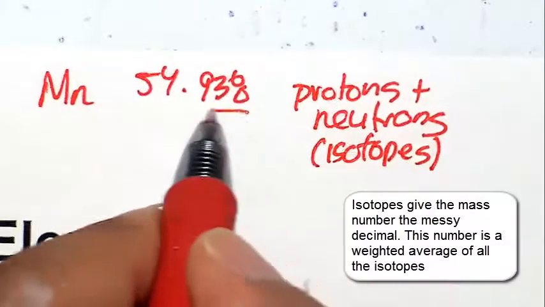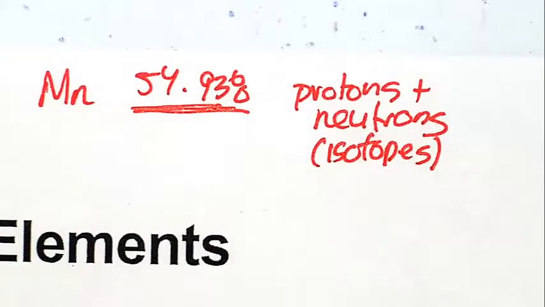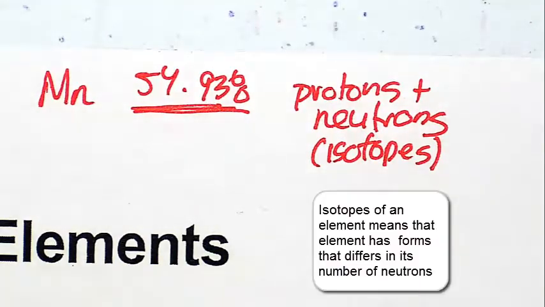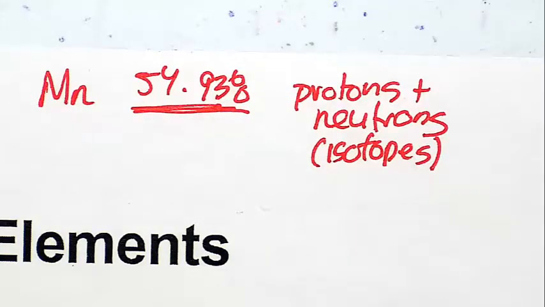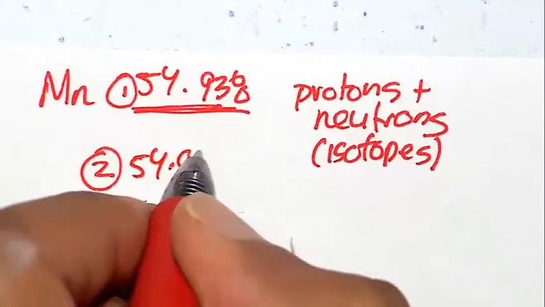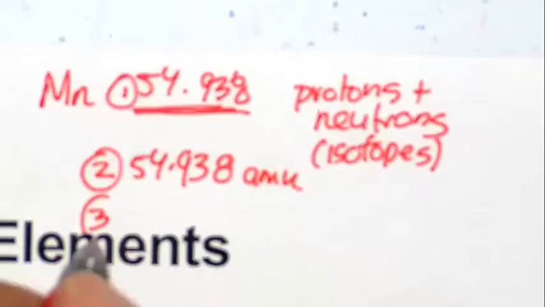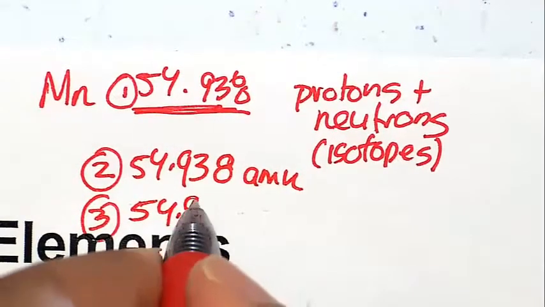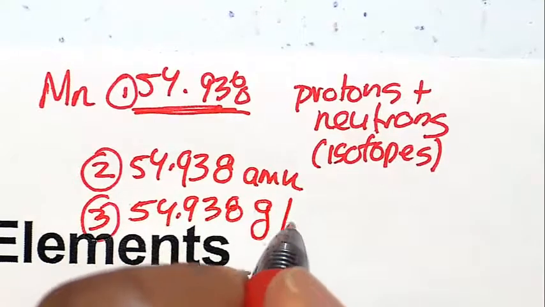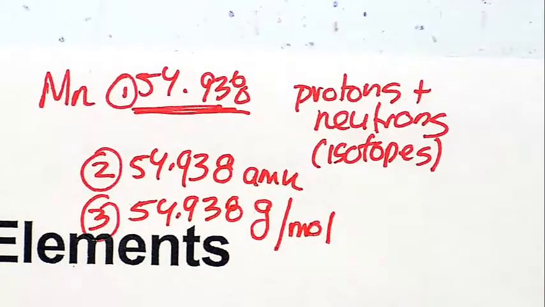And what you see here is an average atomic mass, an average weighted mass number, because manganese has different types of isotopes. The manganese you see here is manganese that contains different numbers of neutrons that contribute towards its natural abundance. Definition 2 is this is 54.938 AMU, atomic mass units, and the third definition is that it's 54.938 grams per mole. The molecular weight of 1 mole of manganese is 54.938.